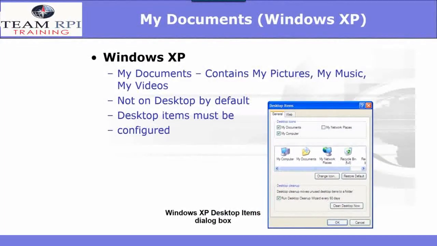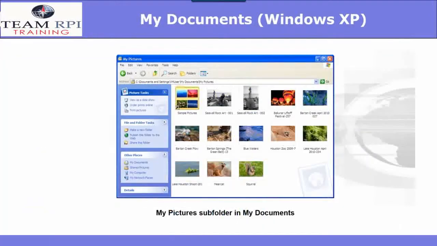To find My Documents in Windows XP, which contains my pictures, my music, and my videos, these directories are not on the desktop by default. To have them displayed on the desktop, it must be configured. You'll do this through the Desktop Items dialog box. Here's a look at some of the pictures that are in the My Pictures subfolder in My Documents.